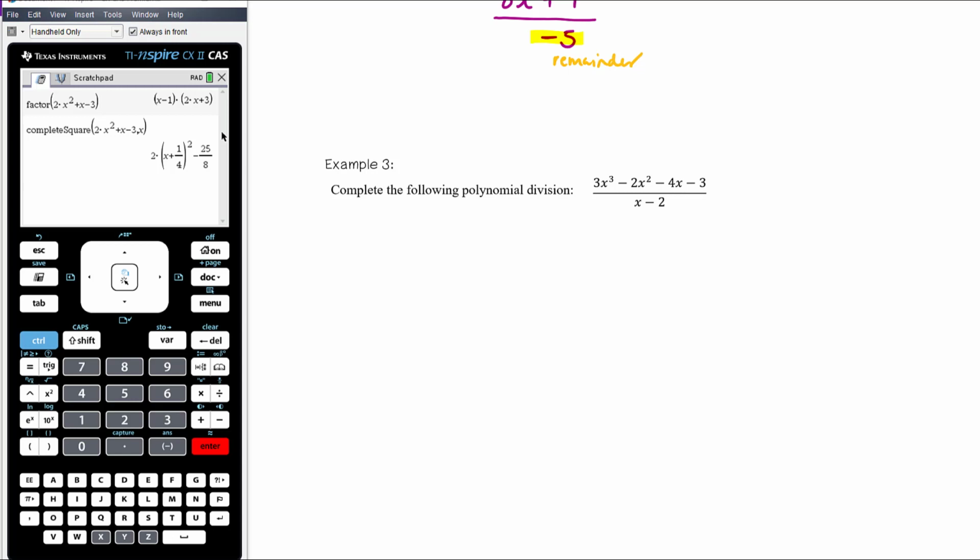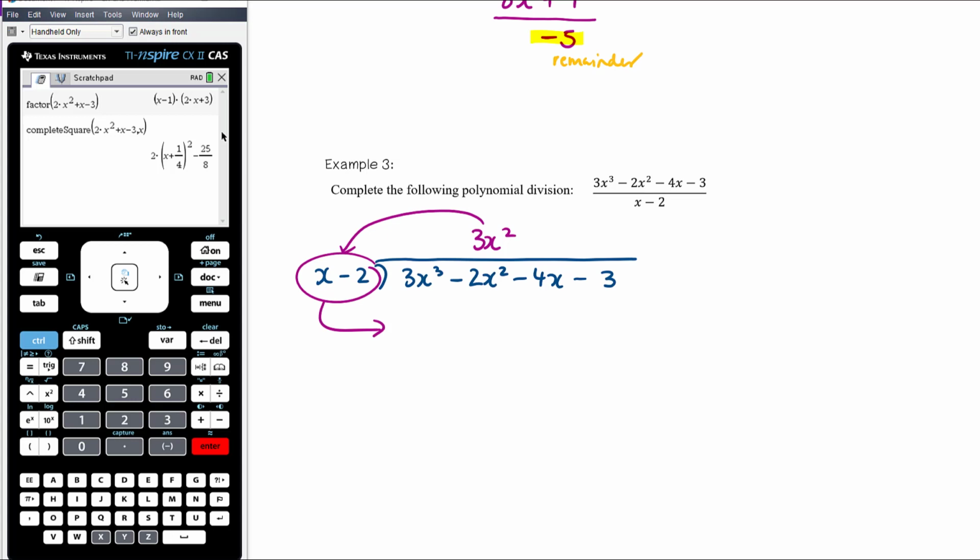Alright, so hopefully you've been away and had a go at this one yourself, and let's check through your answer. So we're dividing x minus 2 into 3x cubed minus 2x squared minus 4x minus 3. Okay, first step. What do we need to multiply x by to get 3x cubed? That would be 3x squared, and that's going to go up the top in my x squared column. Then I do 3x squared multiplied by x minus 2, and I write that underneath. So we're going to get 3x cubed minus 6x squared.